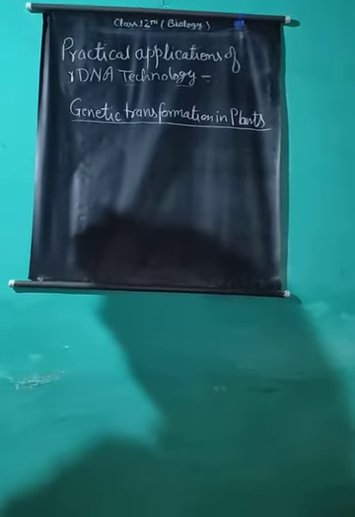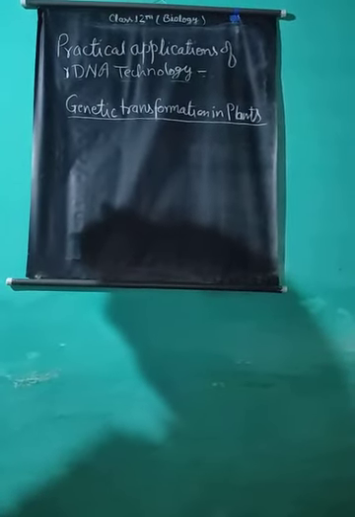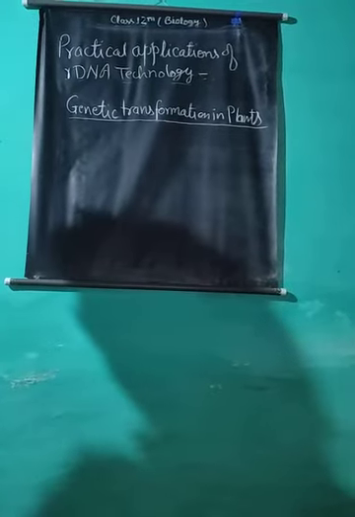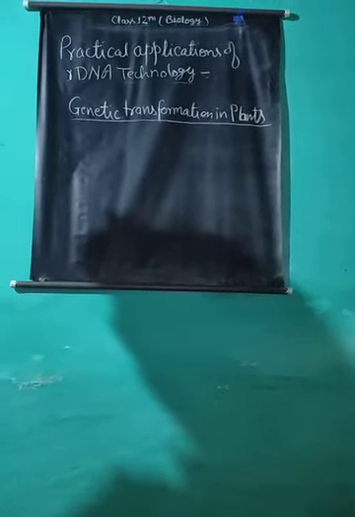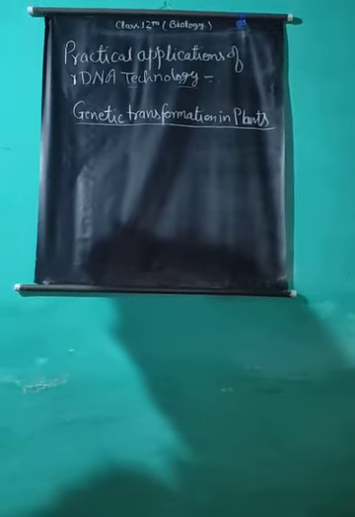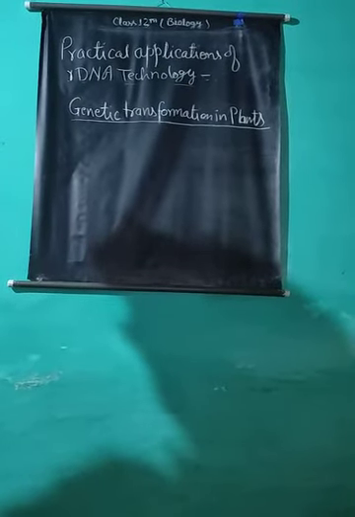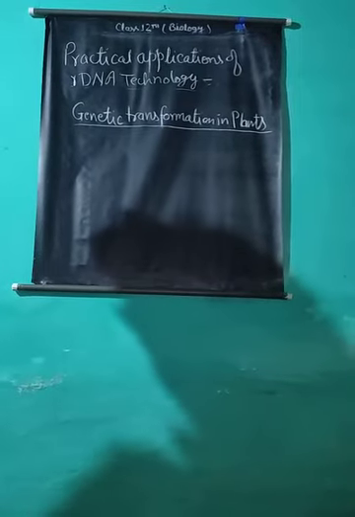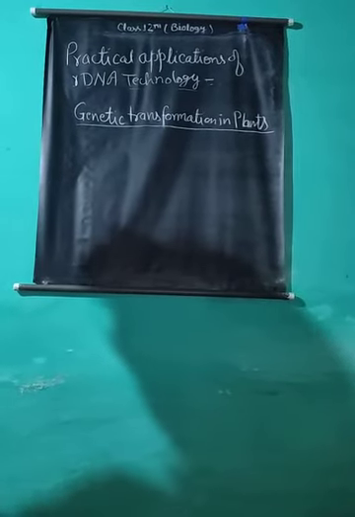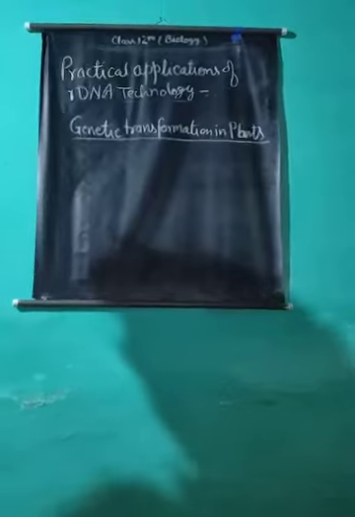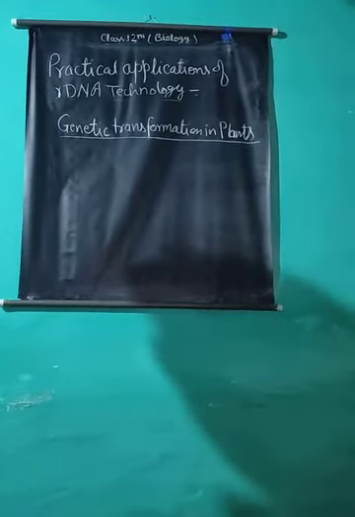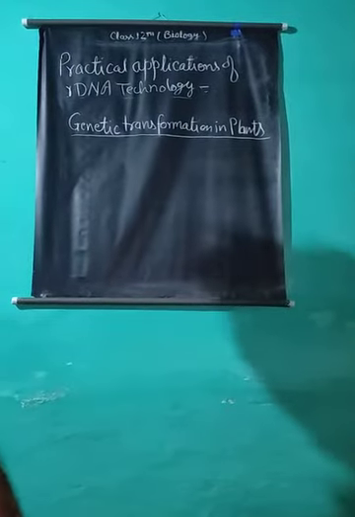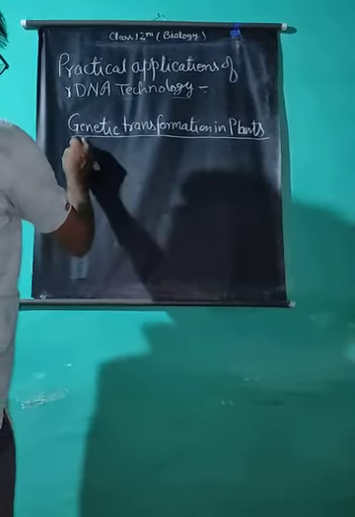Agrobacterium tumefaciens produces crown gall tumor in plants. The genes responsible for crown gall formation are found in its plasmid called Ti plasmid. Ti plasmid is used in genetic engineering for gene transfer. Ti plasmid is used as a vector. It is an extranuclear DNA, and the transferred part is called T-DNA.